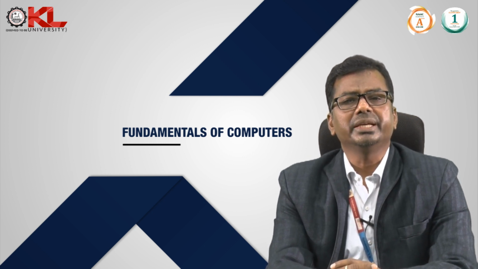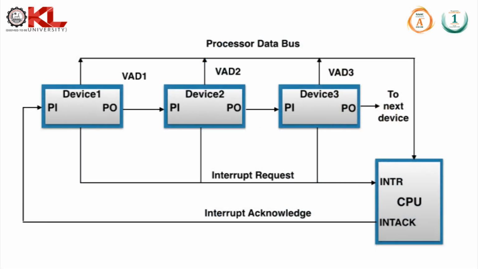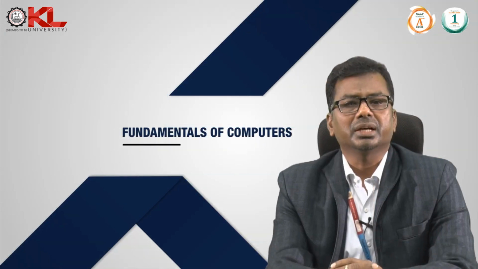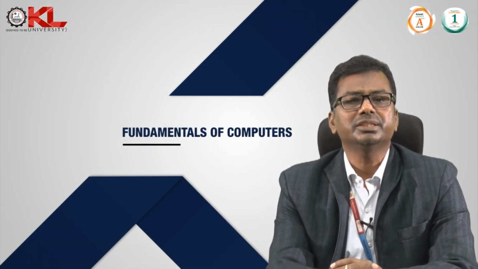Coming to daisy chaining method, it is a hardware method that involves connecting all the devices that can request an interrupt in a serial manner. This configuration is governed by the priority of the devices. The device with highest priority is placed first, followed by the second highest priority, and so on.